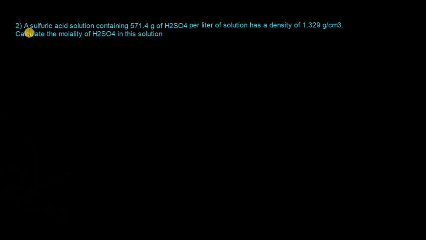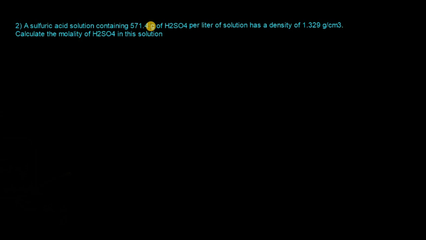The second example reads, a sulfuric acid solution containing 571.4 grams of sulfuric acid per liter of solution has a density of 1.329 grams per centimeter cube. Calculate the molarity of the solution.